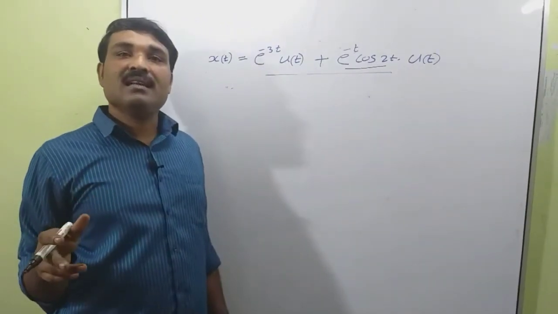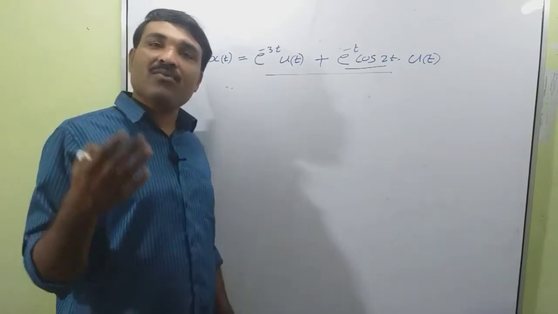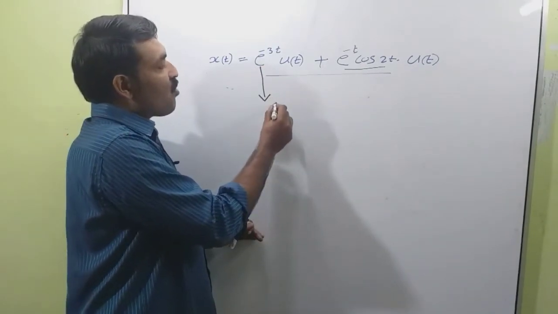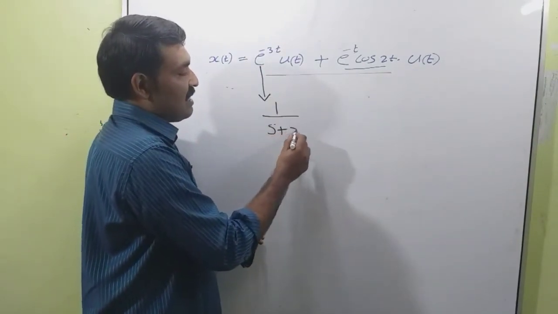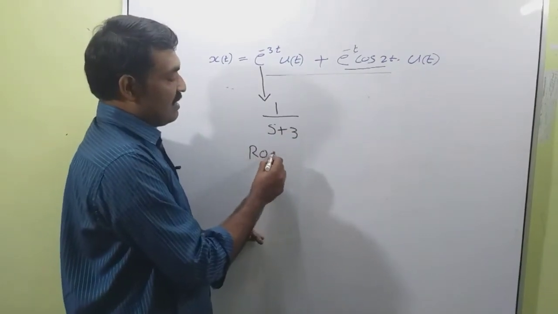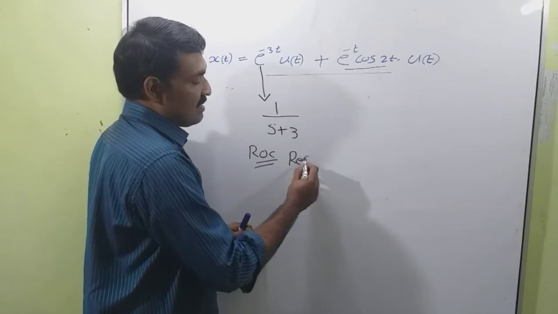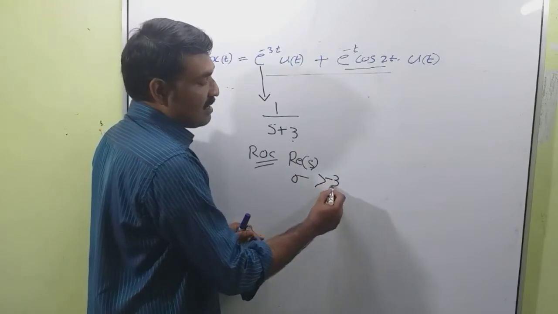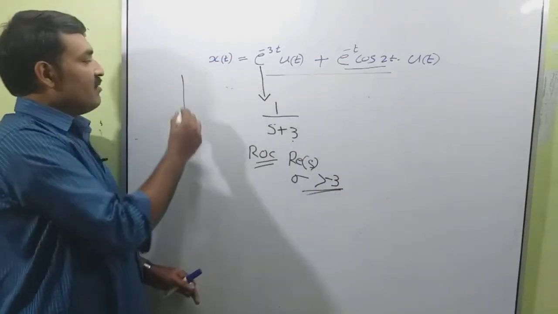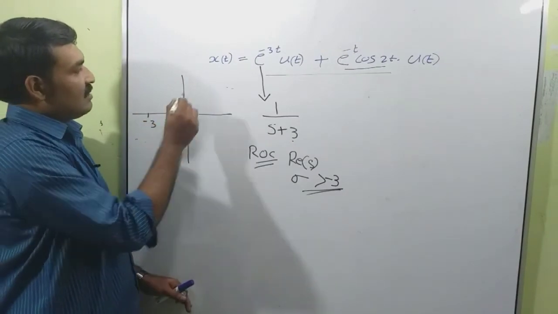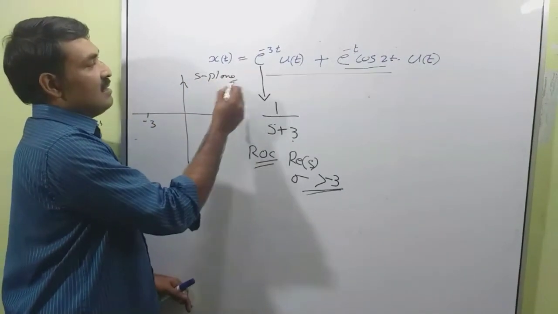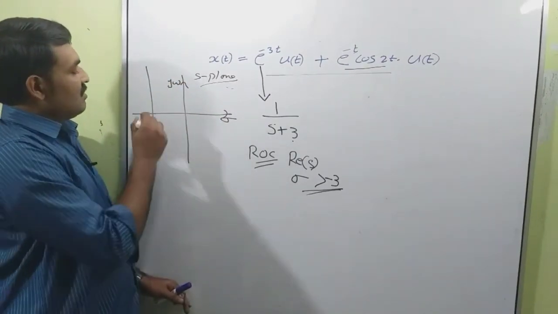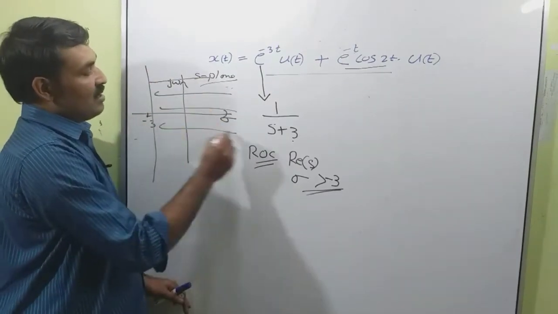So this is a causal signal. We know that any signal multiplied by u(t) will make the signal causal. And the Laplace transform of this portion is 1 divided by s plus 3, and the region of convergence is the real part of s, that is sigma, greater than minus 3. The region of convergence of the signal we can draw as this: this is minus 3, this is our s plane, sigma j omega. Now this portion is the region of convergence.